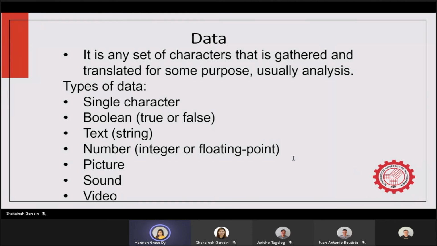So, meron tayong iba't ibang types of data. We have single character, Boolean, text, number, picture, sound, and video. So, ang data, it has its relation in today's computer and transmission media. This is info converted into a binary digital form. Next slide po.